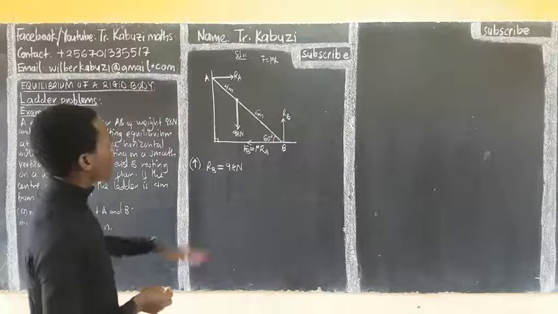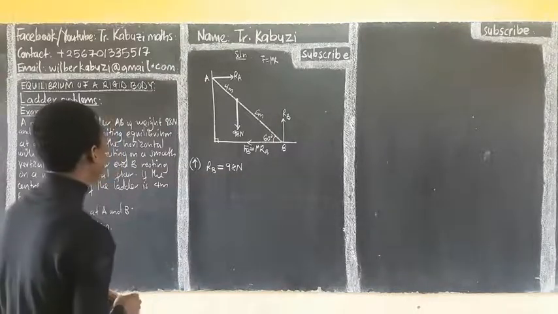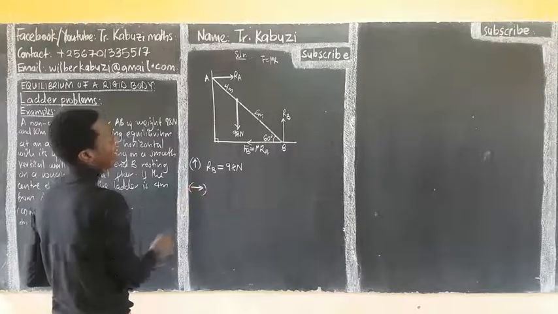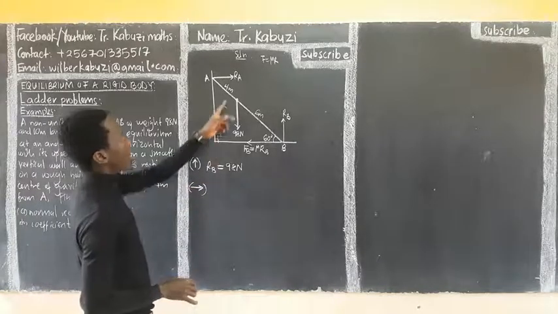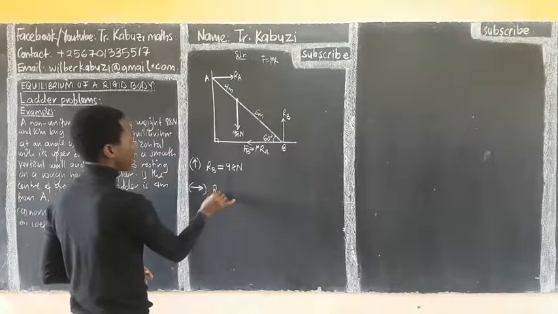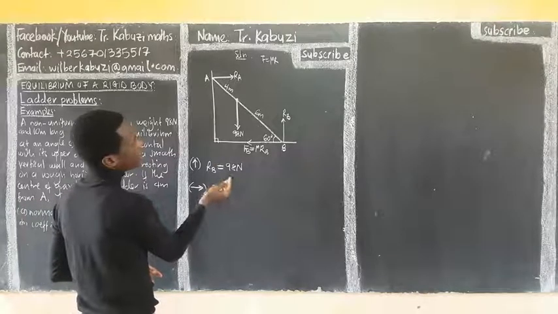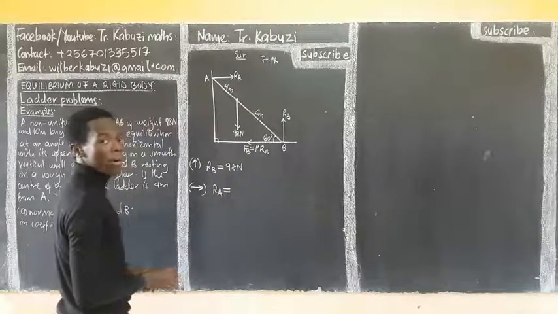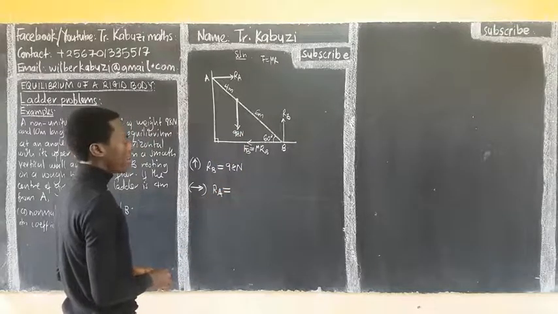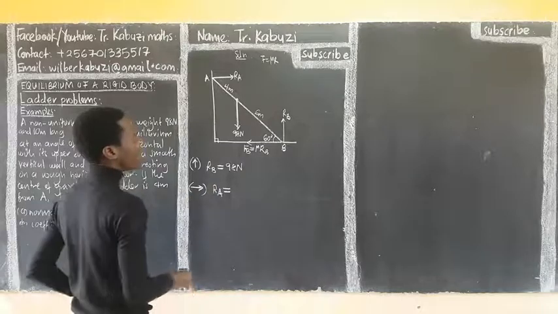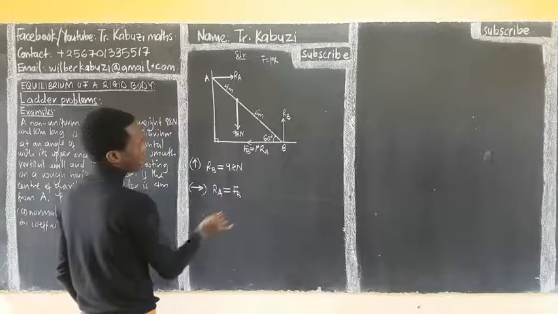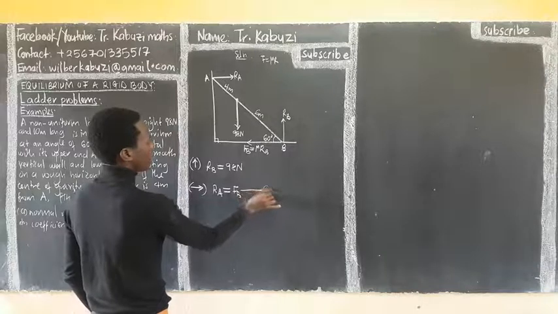Okay. So we need also this so that we can get that. So let us resolve horizontally. Resolving horizontally, we have first of all RA, the ordinary horizontal force going in that direction, equal to this. Why is it equal? Because it's limiting equilibrium. So RA is equal to FB. I call this my equation 1.